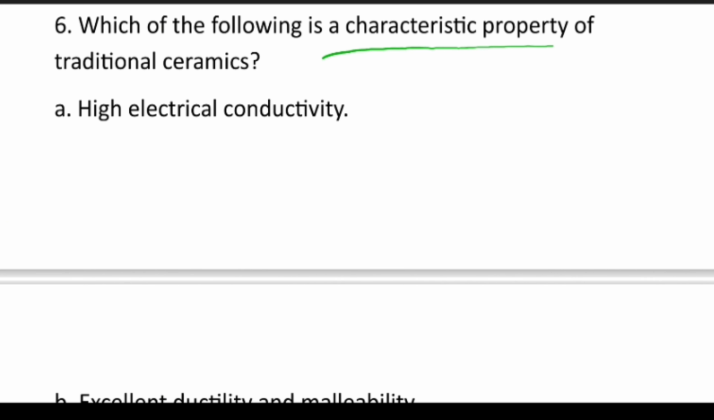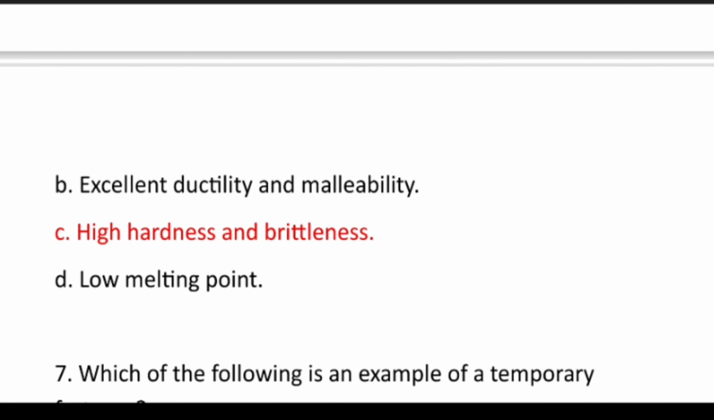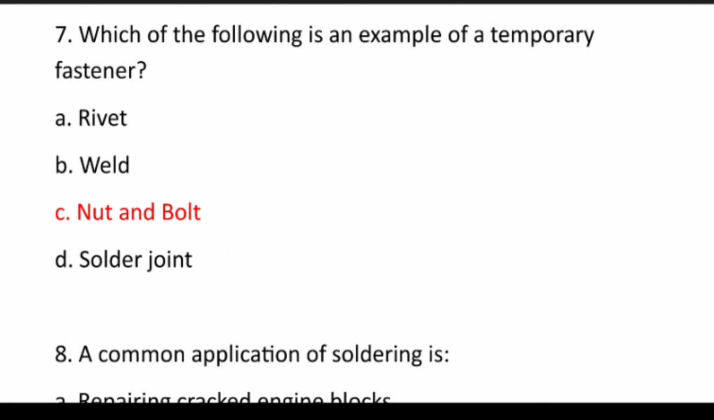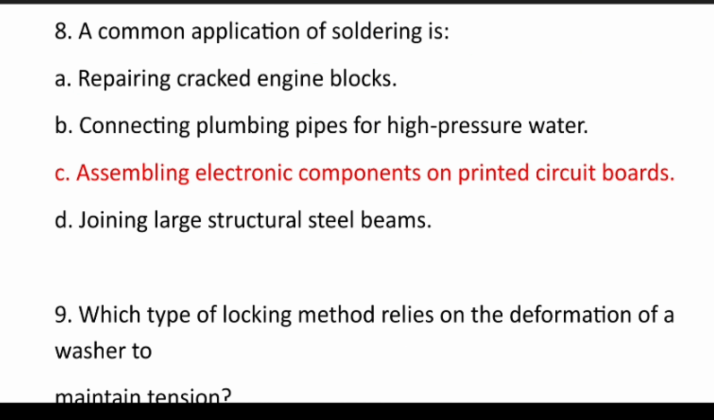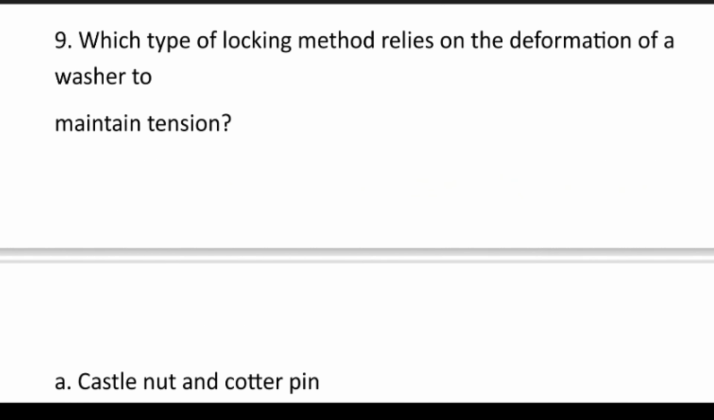Which of the following is the characteristic property of traditional ceramics? Option C, high hardness and brittleness. Which of the following is an example of a temporary fastener? Option C, nut and bolt. A common application of soldering is option C, assembling electronic components on printed circuit boards.